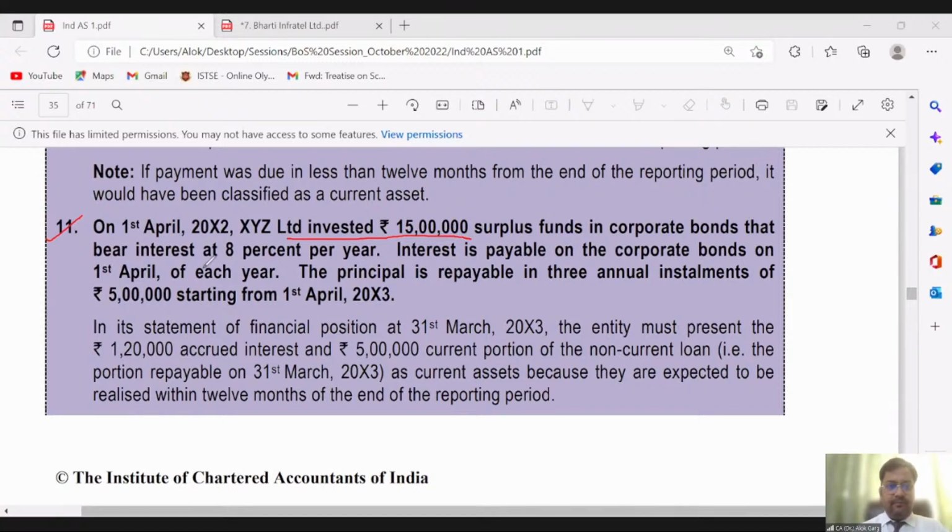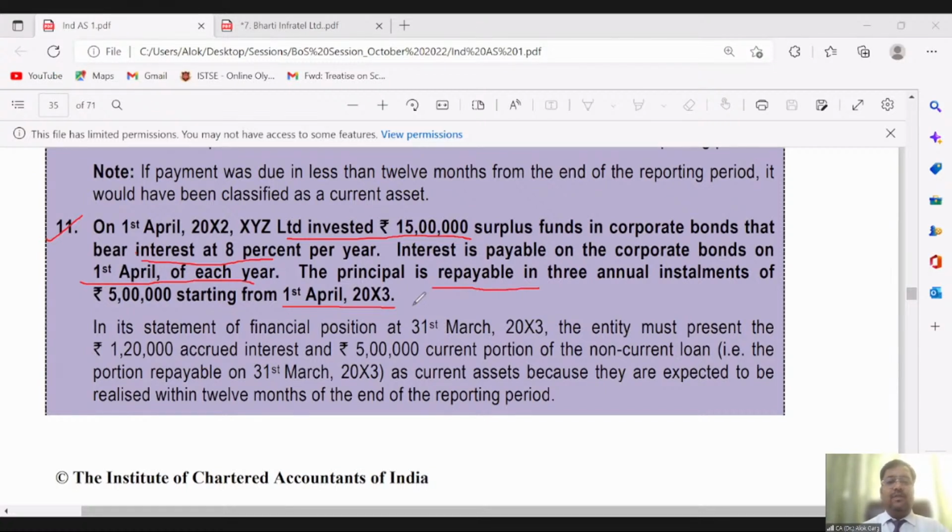So friends, the company will receive interest every year, on 1st April of each year. So on 31st March, you will prepare the financial statement and next day you will get the interest. It will be received every year. And you will get the principal repayment in 3 equal annual installments of rupees 5 lakhs starting from 1st April 2003. You have invested on 1st April 2002. When you prepare the first financial statement on 31st March 2003, you will get the first interest and first refund of principal of rupees 5 lakh on 1st April 2003. So friends, in this case, tell me what is current and what is non-current.